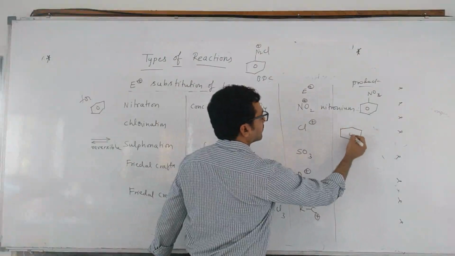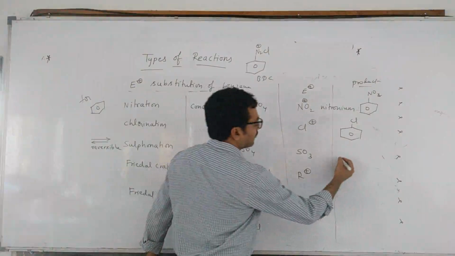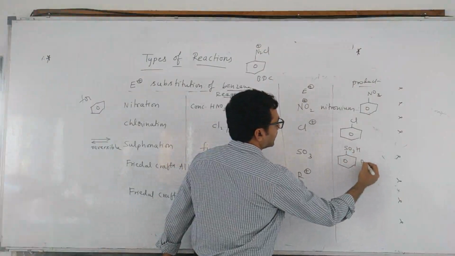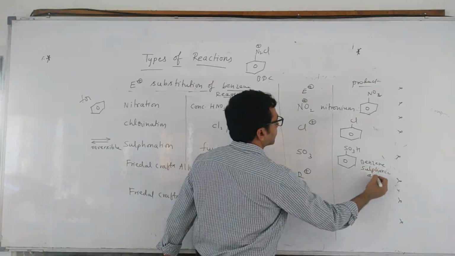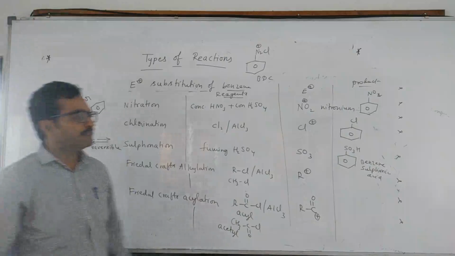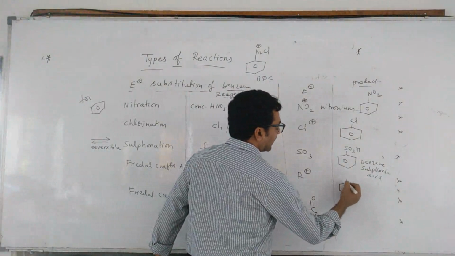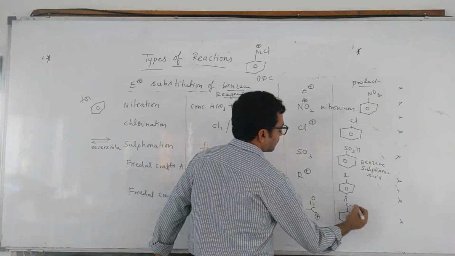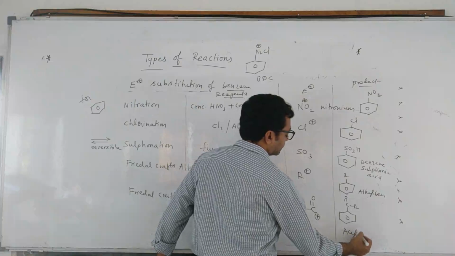Chlorobenzene. So benzene on chlorination forms chlorobenzene. Here, not sulfobenzene, but benzene sulfonic acid. So benzene nitration gives nitrobenzene, chlorination gives chlorobenzene, but sulfonation gives benzene sulfonic acid. Whereas Friedel-Crafts alkylation gives alkyl benzene, and acylation gives acyl benzene. This is alkyl benzene, and this is acyl benzene.